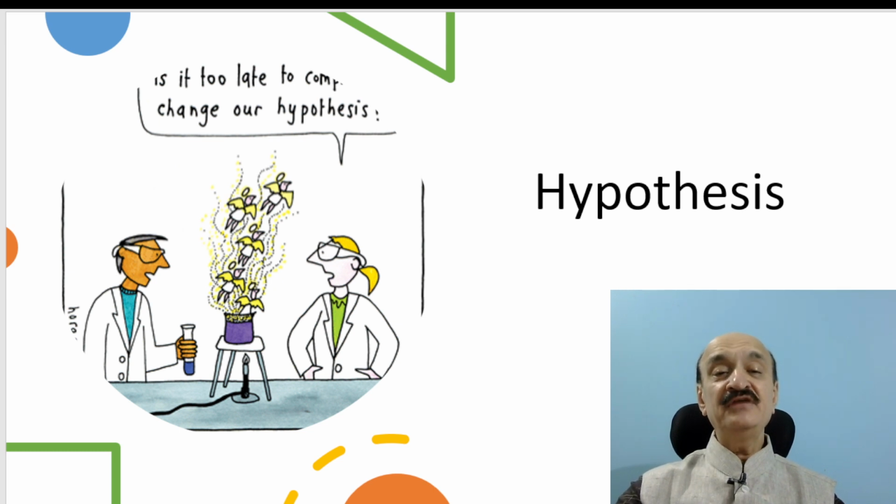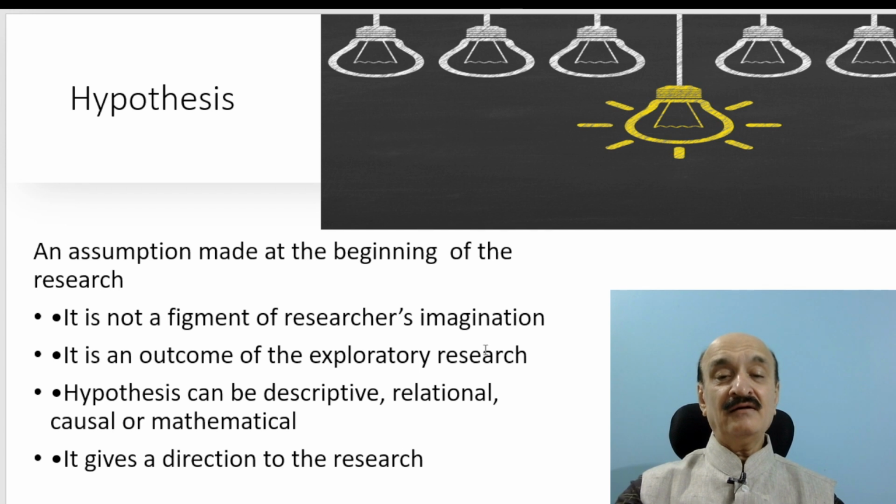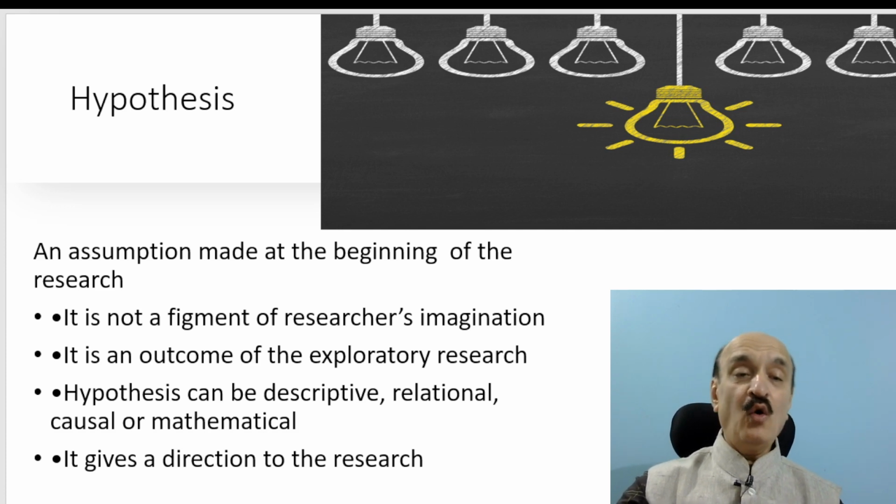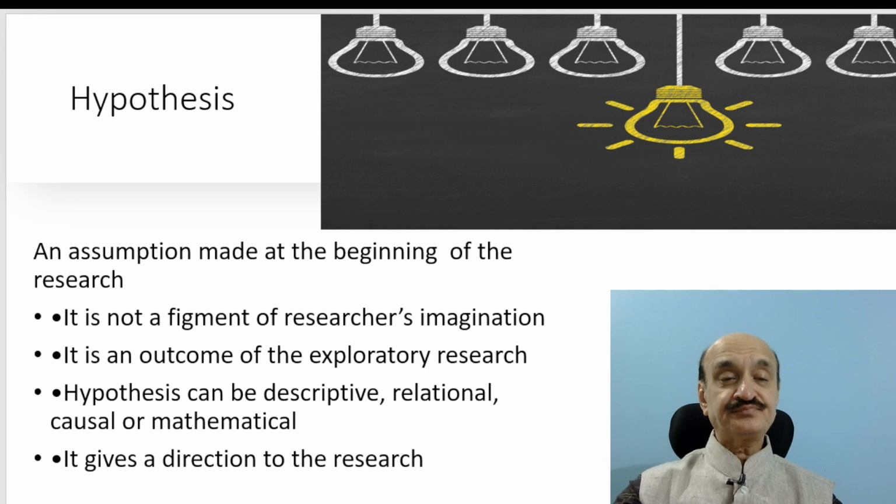The next thing that we need to understand is that hypothesis cannot be a figment of imagination of the researcher. It has to essentially come from exploratory research, either through qualitative research or through literature review. Then the four types of hypothesis are descriptive, relational, causal, or mathematical. And hypothesis gives direction to the research.